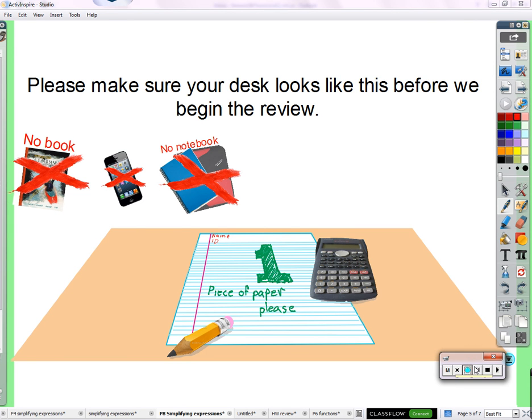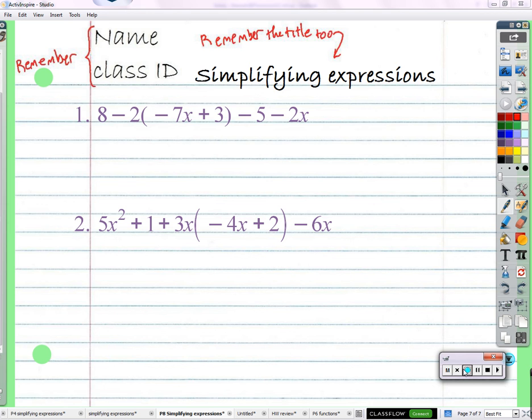Whenever we take a review, let's get through this real quick. We distribute the negative 2, two items there. Positive 4x. Because it's two negatives, positive, sorry, 14x. Negative 2 times positive 3, negative 6, minus 5, minus 2x. 14x minus 2x is 12x. 8 minus 6 is 2, minus 5, negative 3.